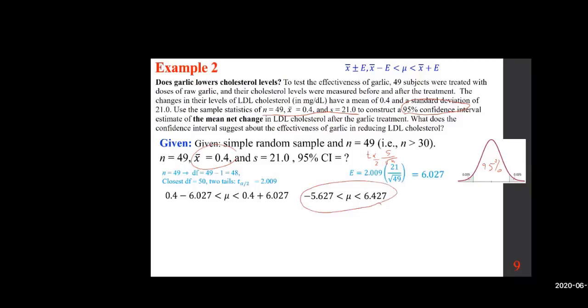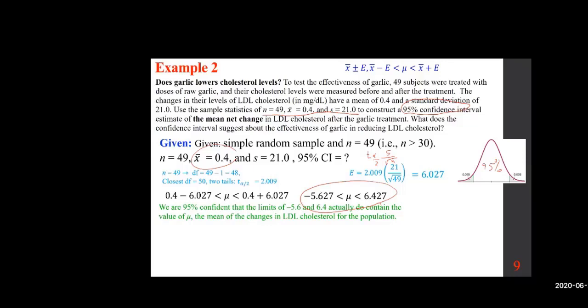So what? Now we got the confidence interval. What does it mean? Do we understand what that means? And that is extremely important, understanding what we are doing. So first, as far as the concept of a confidence interval, we are 95% confident that this interval contains the true mean. So we are 95% confident that the limits of negative 5.6 and 6.4 actually do contain the value of the mean, the mean of the changes in LDL cholesterol for the population.